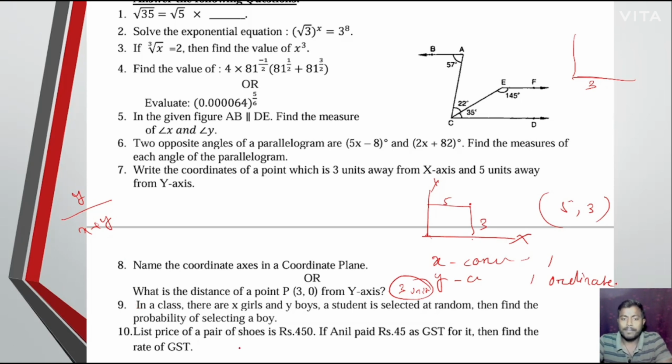List price of a pair of shoes is rupees 450. If Anil paid 45 rupees as GST for it, then find the rate of GST. Okay, how to find the rate? Now 45 divided by 450 into 100, 45 tens are 450, so the answer is 10%.